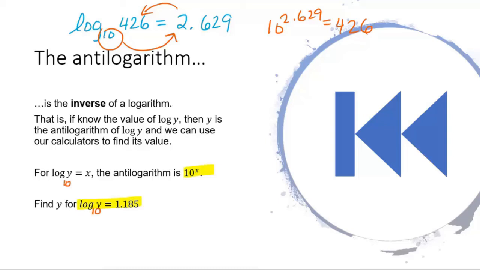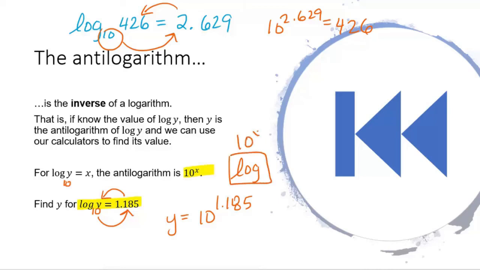Remember that if the base isn't given, the base is 10. So this merely says 10 to the power of 1.185 is equal to y. So to solve for y, we need to evaluate 10 to the power of 1.185. You'll find that above the log button on your calculator, you have the anti-logarithm, 10 to the power of x. So to punch in 10 to the power of 1.185, we access 10 to the power of x, and then type in 1.185. This leaves us with a value for y of 15.31.